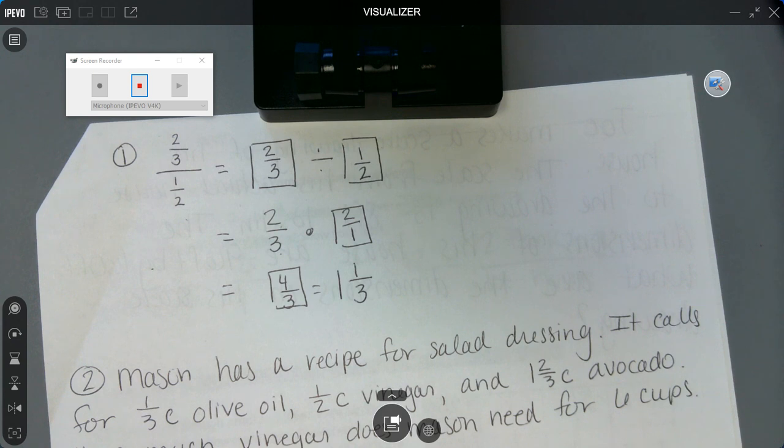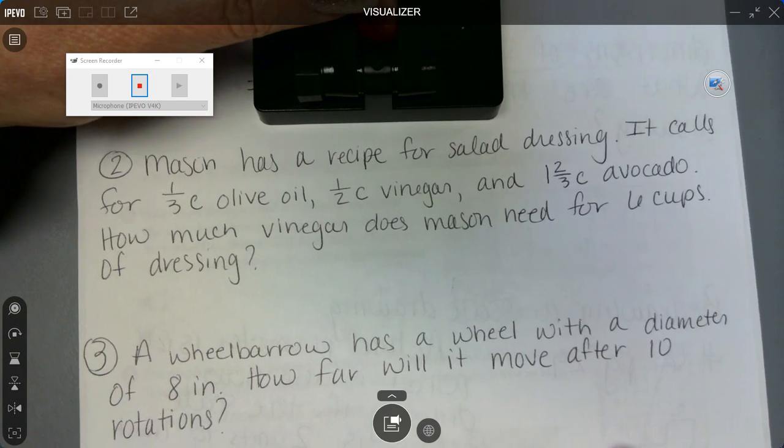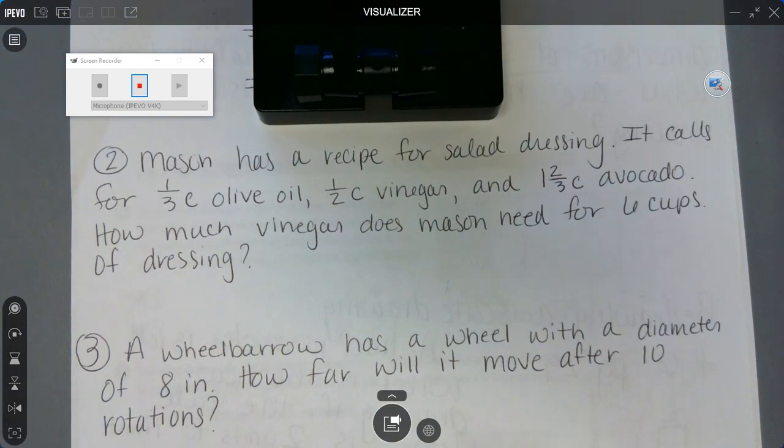The next problem is where we definitely get tricky. Okay, here we go. You guys, this is something new. It's just like what we've been doing, but it's adding a step, so you need to watch. Mason has a recipe for salad dressing. It calls for 1/3 cups of olive oil, 1/2 cup of vinegar, and 1 2/3 cups of avocado. How much vinegar does Mason need for 6 cups of salad dressing?